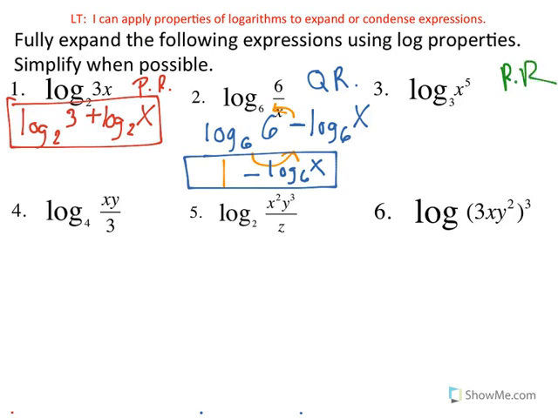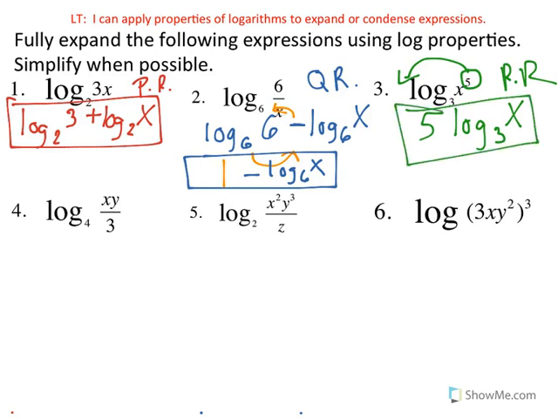So I can rewrite this by taking the power and pulling it to the front. 5 times the log base 3 of x. 3 to what power equals x? We don't know, so we can't simplify it. This is our final answer.